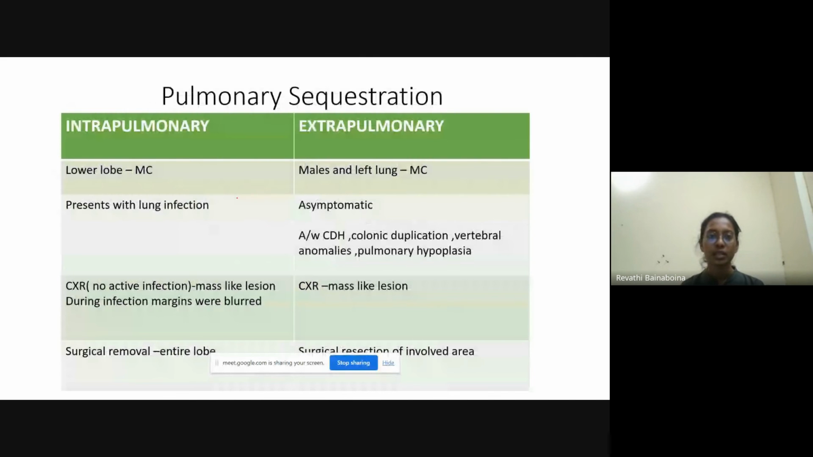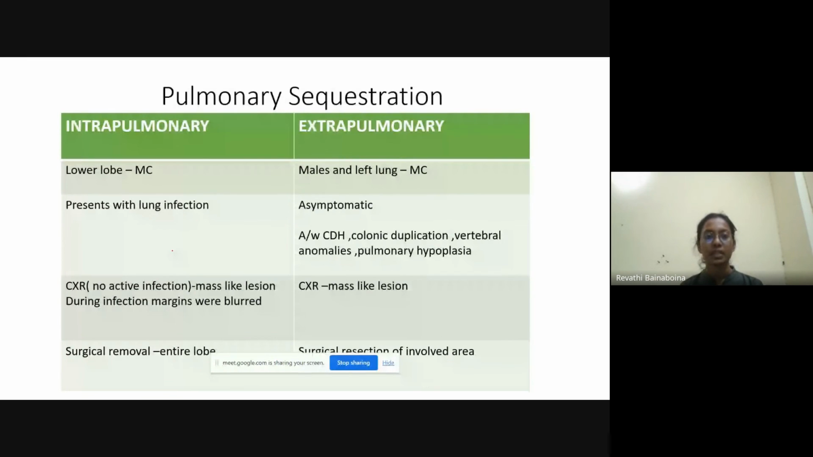Coming to the difference, in intrapulmonary sequestration, bilateral lower lobes are most commonly involved. In extrapulmonary, it is seen in males, with the left lower lobe involved. Intrapulmonary presents with lung infection, whereas in extrapulmonary, most of the children will be asymptomatic and it is associated with congenital diaphragmatic hernia, colonic duplication, vertebral anomalies, and pulmonary hypoplasias.